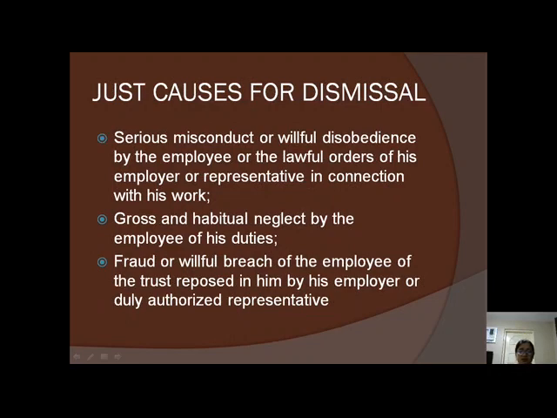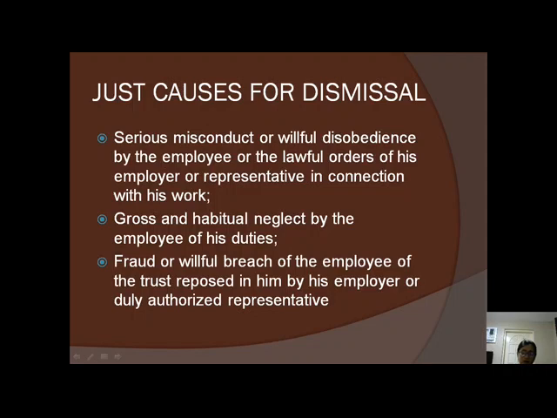So these are the just causes for dismissal. First is serious misconduct or willful disobedience by the employee of the lawful orders of his employer or representative in connection with his work, gross and habitual neglect by the employee of his duties, fraud or willful breach by the employee of the trust reposed in him by his employer or duly authorized representative. So with regards to the first cause, serious misconduct or willful disobedience, this is actually intentional, no? On the part of the employee to commit such violation or misconduct.